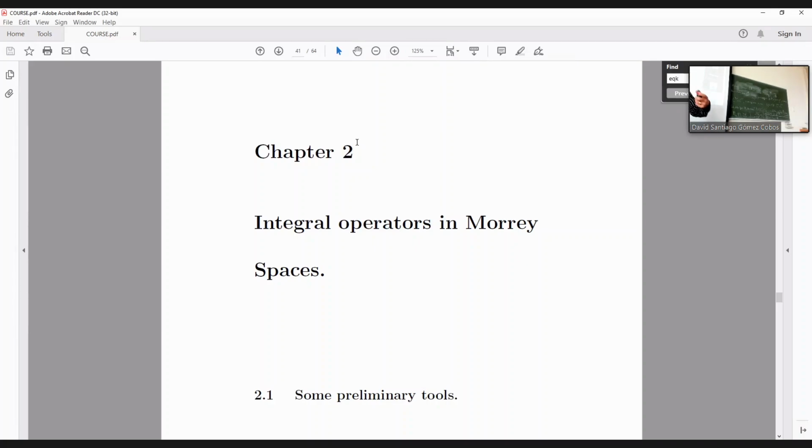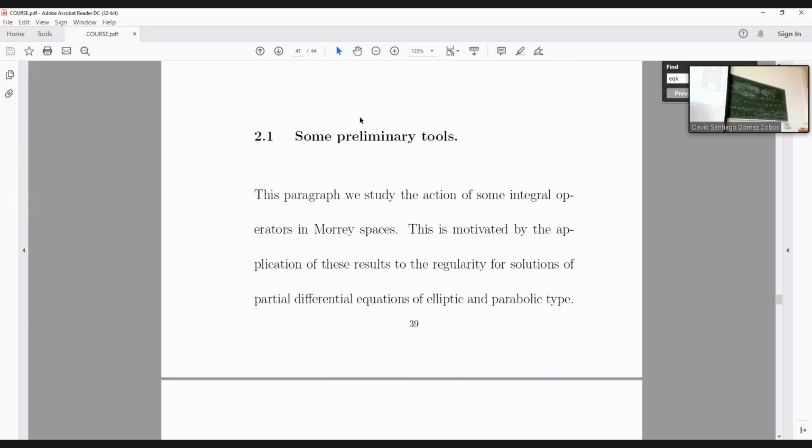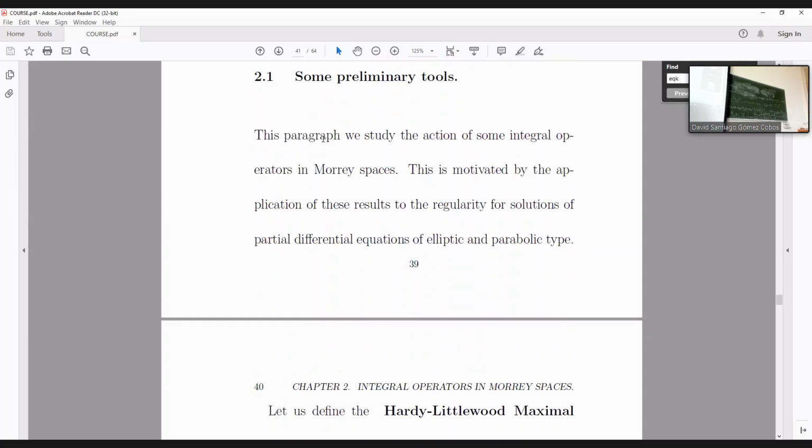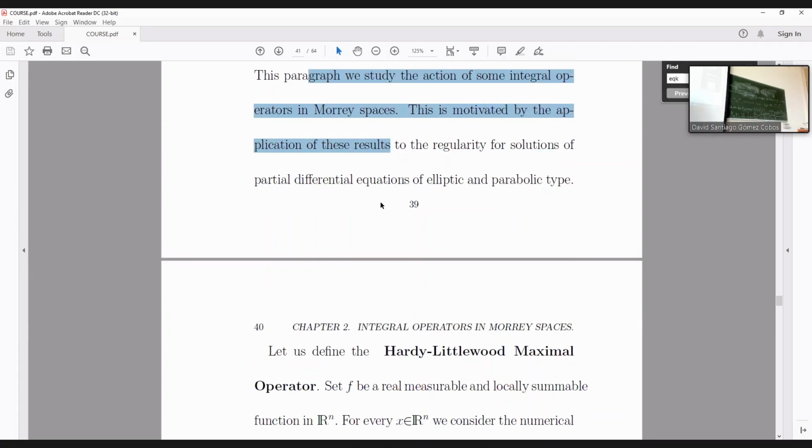So I would like to start with the integral operators. The aim of this chapter is to estimate singular integral operators and commutators. So let us give some preliminary tools. In this paragraph, we study the action of some integral operators in the Morrey classes. This is motivated by the application of these results to the regularity of solutions of PDEs, as I said before and also yesterday, of elliptic type, parabolic type, ultraparabolic type, and systems.